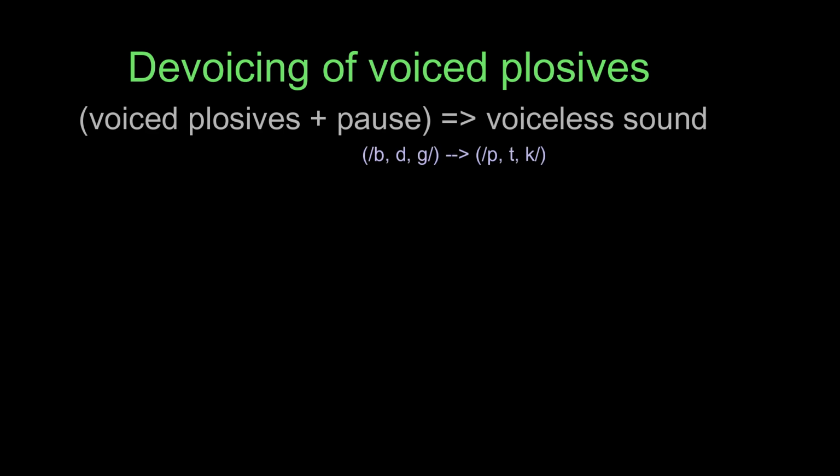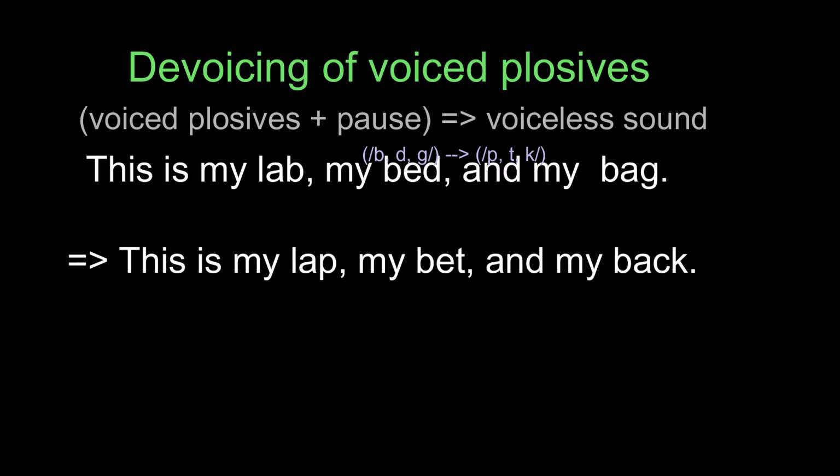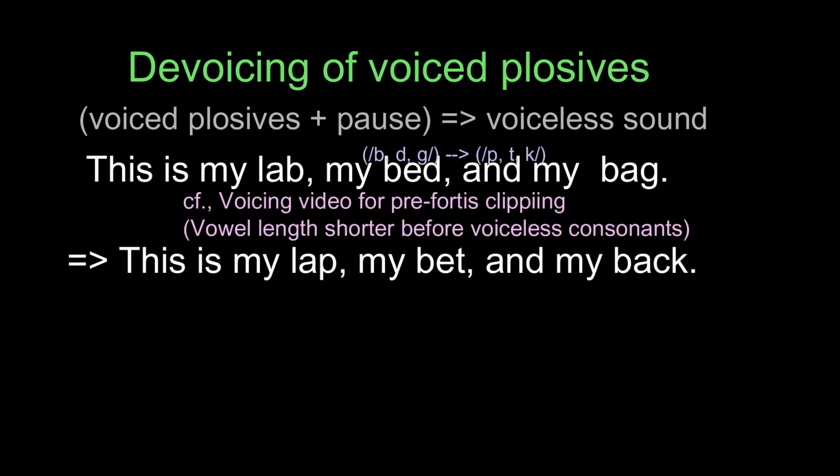Devoicing of voiced plosives. Devoicing of voiced plosives means that voiced plosives become voiceless. When a pause follows after voiced plosives B, D, G, they can sound like their voiceless counterparts, P, T, K. For example, this is my lab, my bed, and my bag can sound like this is my lap, my bet, and my back. The way to distinguish between these two sentences is through the vowel length, since the vowel lengths are unaffected by the devoicing.